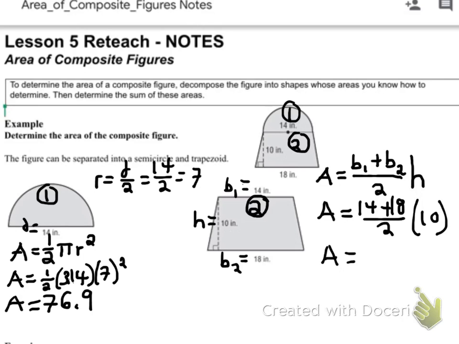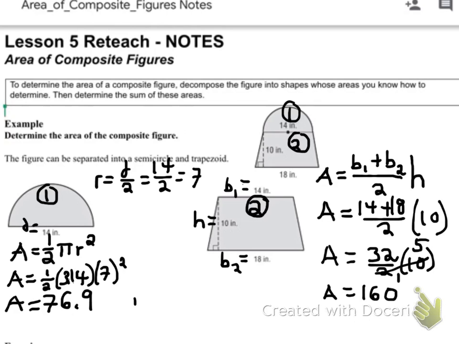Solving, 14 plus 18 is 32 over 2 times 10. 2 divided into 10 gives us 5. 2 divided by 2 is 1. 32 times 5 gives us 160. Now we've found the area of the semicircle and the trapezoid.